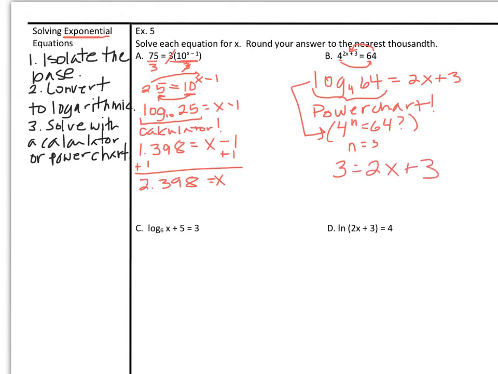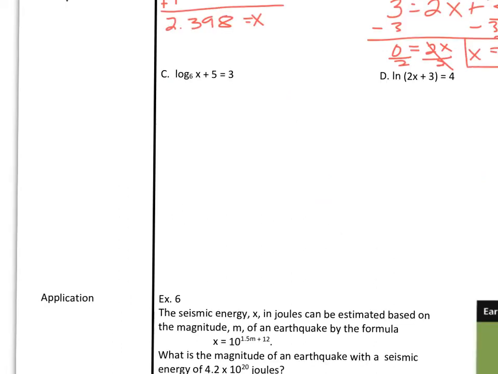I hope you were able to follow that. Now, to get x by itself, if we subtract 3, we actually get 0 on that left-hand side. And if we divide both sides by 2, we get x equals 0. That's what solves that exponential equation. Again, you'll either use your calculator if it's base 10, or you have to apply your power chart if it's a different number base.